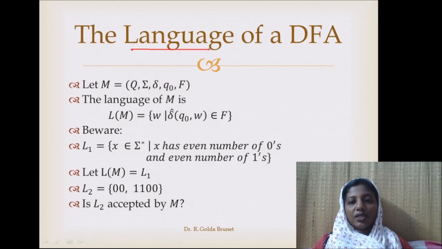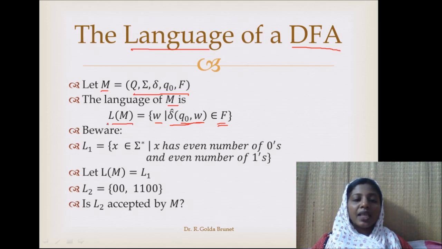Now let's define the language of the deterministic finite state machine. Let the deterministic finite state automaton be represented by the machine M, which has these 5 tuples, and the language of the machine M is defined as L of M, which is equal to the set of all strings w such that when we start from q naught and scan the input string, finally we will end in a state which is a member of the set of final states. That is the language of the machine, L of M. And this L of M is unique to this M. Every machine defines a unique language.